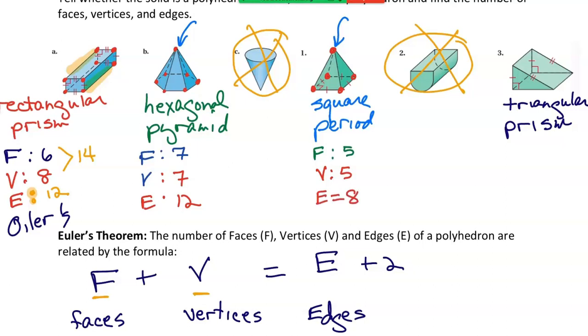You can count your edges, but I'm saying to you, if we have the F and the V, we can calculate them using Euler's theorem. Okay, triangular prism. Let's get into that one.